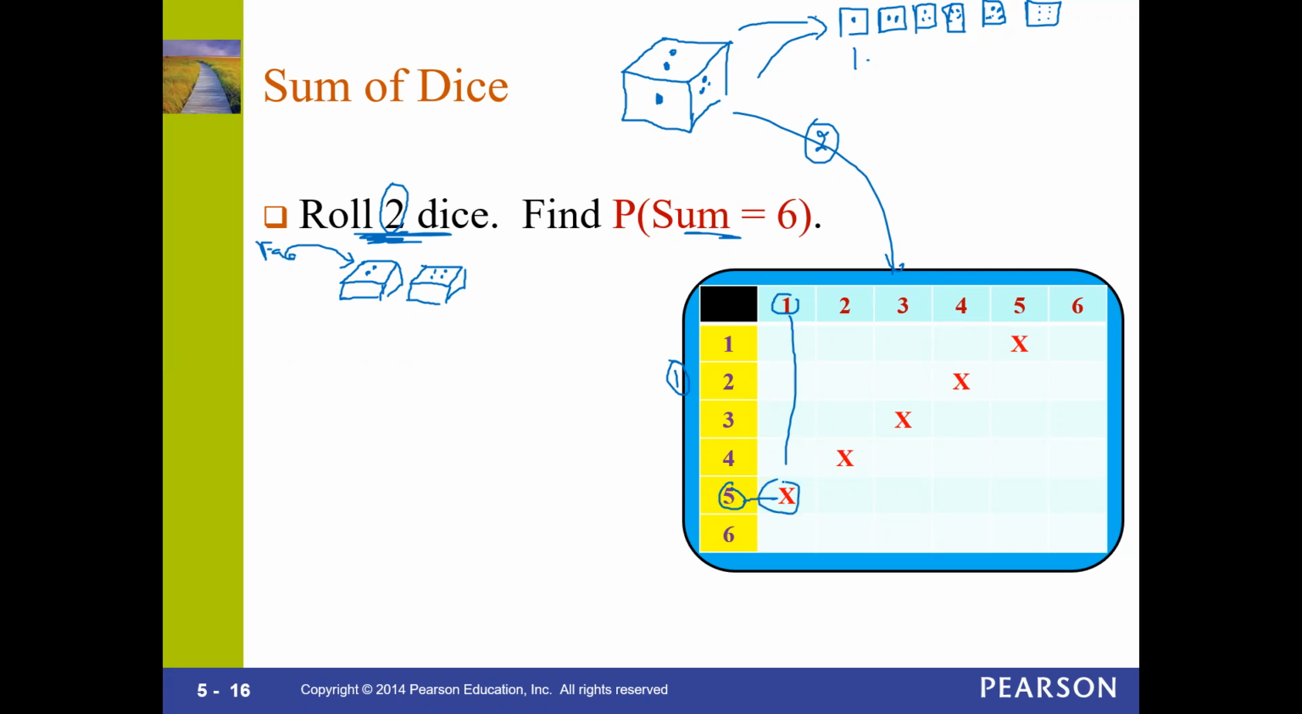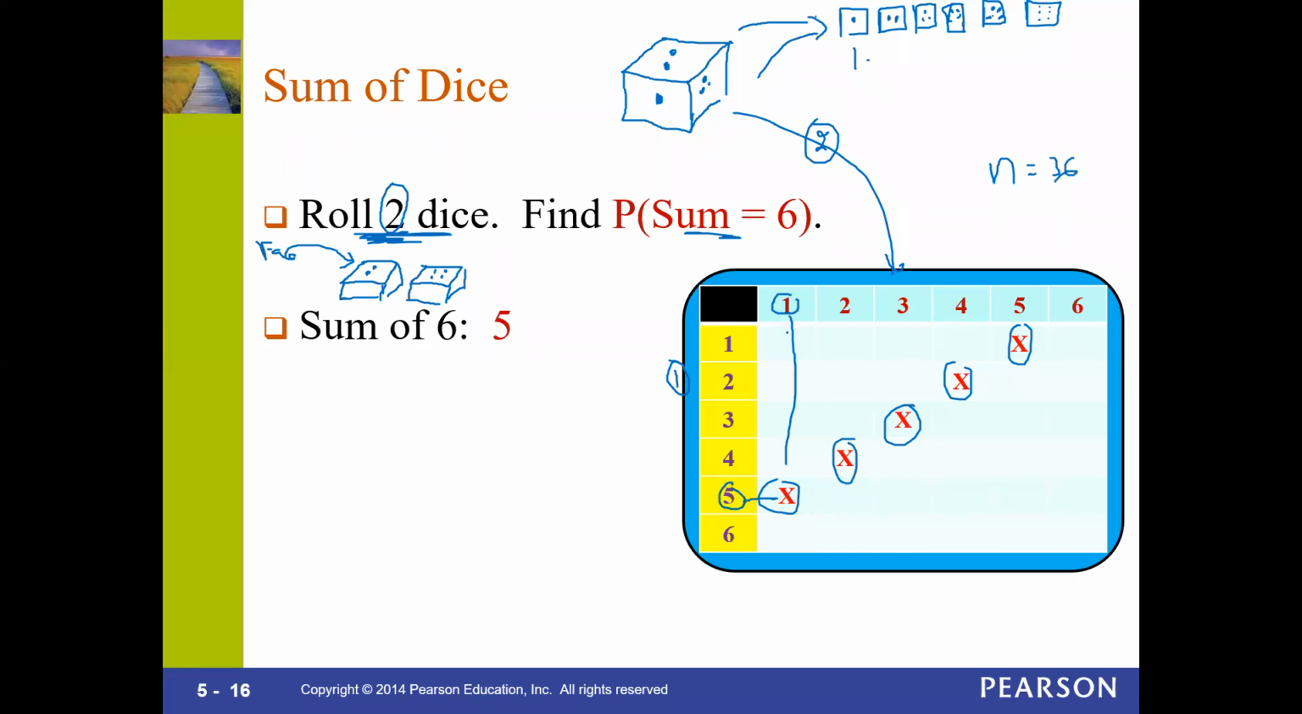So we got 1 case, 5 and 1, 2 and 4, 3 and 3, 4 and 2, and 5 and 1 again. This gives you a total of 5 options, the cases in which you're gonna have 6. But remember, we got 2 dice. So because you got 2 dice, the number of possibilities will be n, that gives you 36.